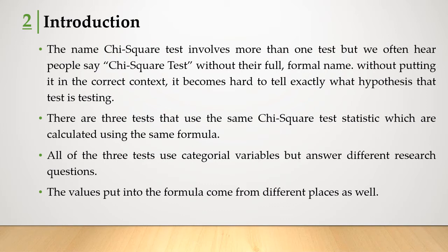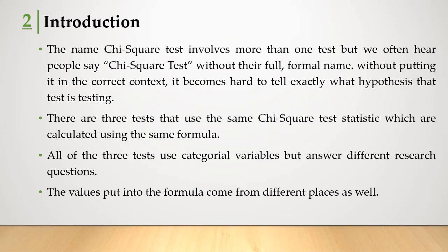However, in the statistical sense, when you talk of chi-square, you will have to mention the full name, because there are three tests that we can do with this single formula. Without putting this in context, it becomes hard to tell exactly what hypothesis to test if you are asked to do so, unless you know all these three and you are able to distinguish given a data set.